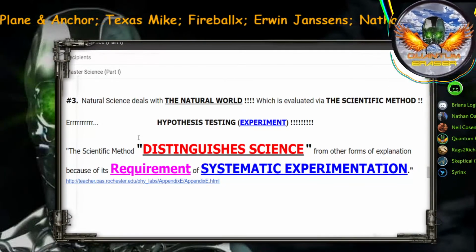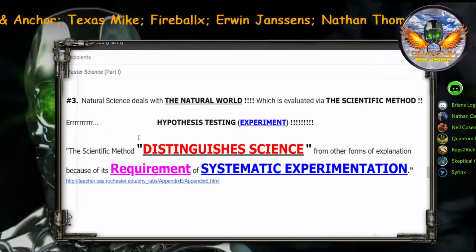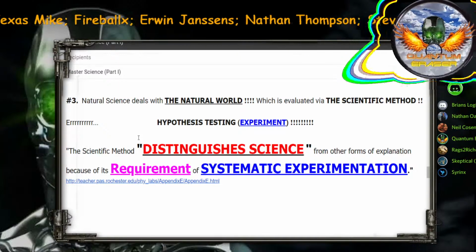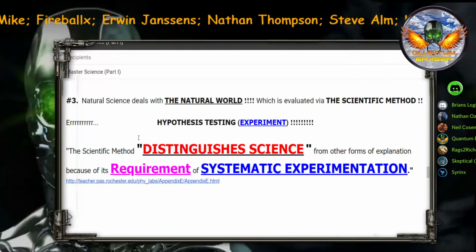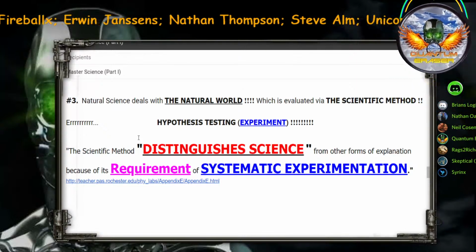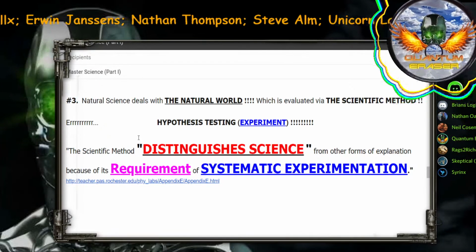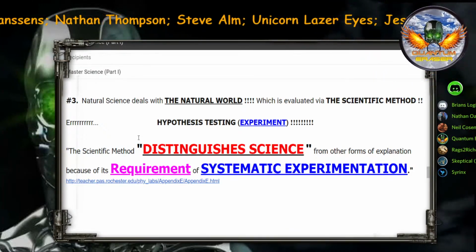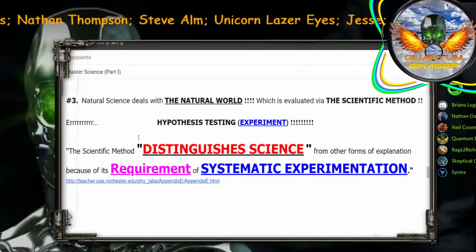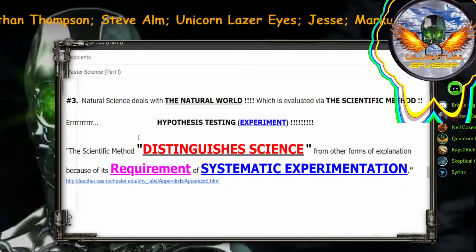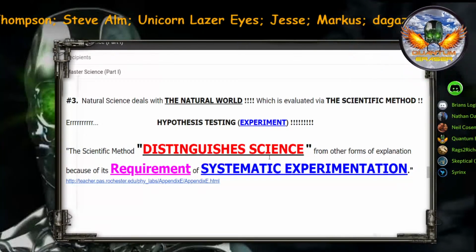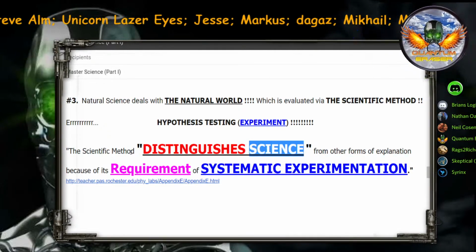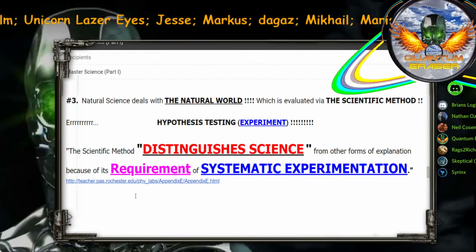Number 3, natural science deals with the natural world, which is evaluated and assessed via the scientific method. That is hypothesis testing, experiment. That's what a hypothesis test is. Now, some Pepperidge Farm from the University of Rochester Physics Labs, Professor Wolf's: the scientific method distinguishes science from other forms of explanation because of its requirement of what? Systematic experimentation. If you don't have that, you don't have science. Pretty simple, don't you think?